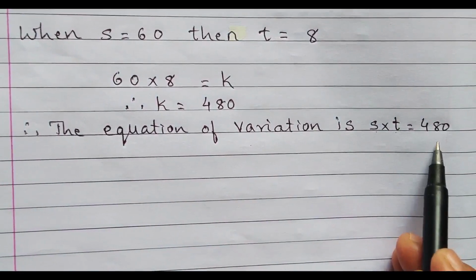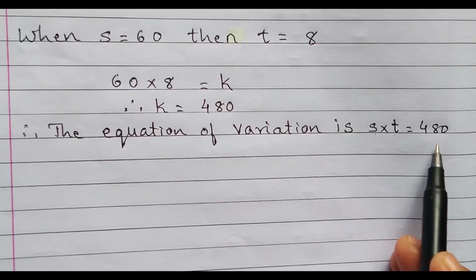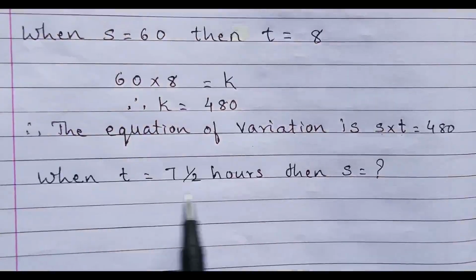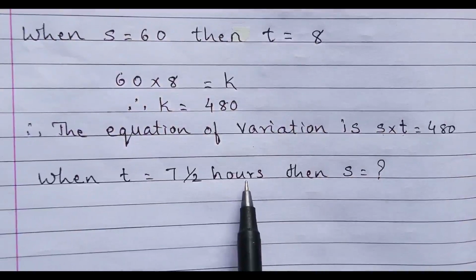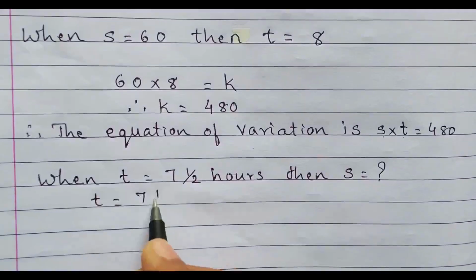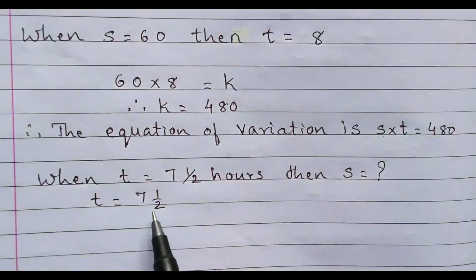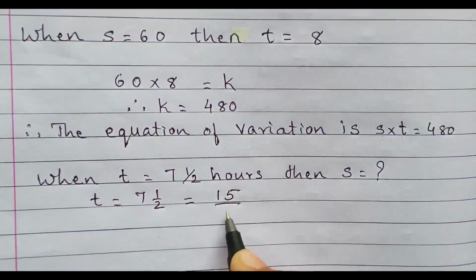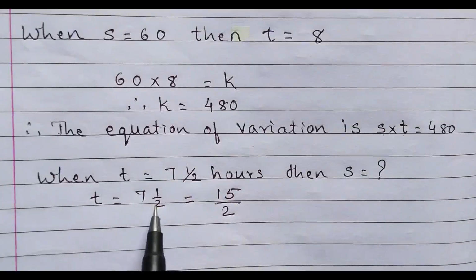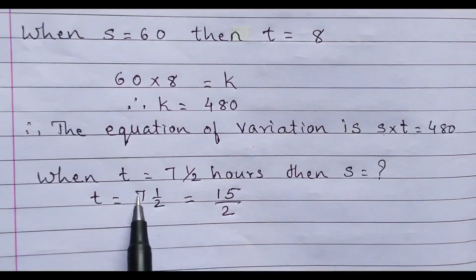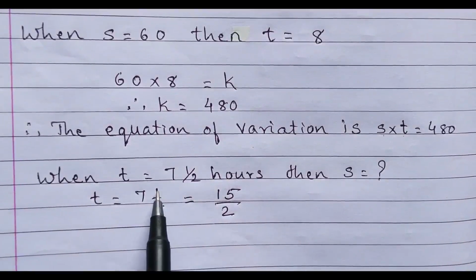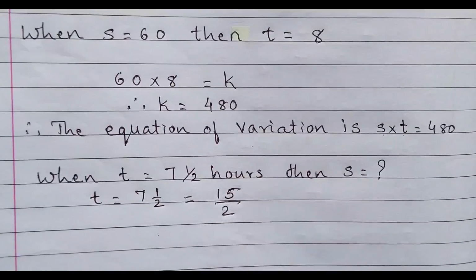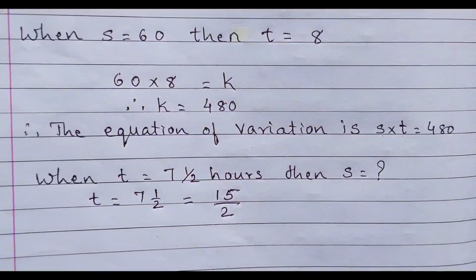Now we want to find the speed when the time is 7.5 hours. So t is equal to 7.5, which is a mixed number. So you can write it as an improper fraction as 15 upon 2. 7 multiplied by 2 plus 1. 7 multiplied by 2 is 14. 14 plus 1 is 15. So you can write 7.5 as 15 upon 2. This will make your calculation easy.